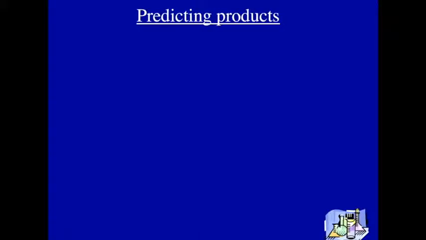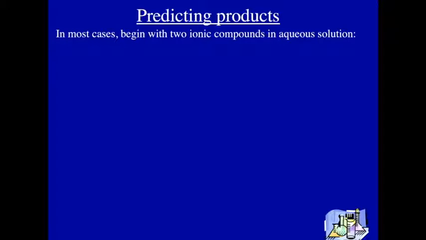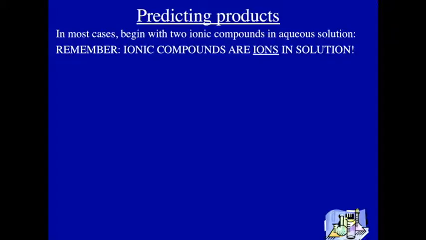So what you will need to do with double replacement reactions is predict products. We will have two ionic compounds in an aqueous solution. If they are dissolved in water, they are dissolved as ions. All ionic compounds are ions in solution, which means they are either a monoatomic ion or a polyatomic ion.